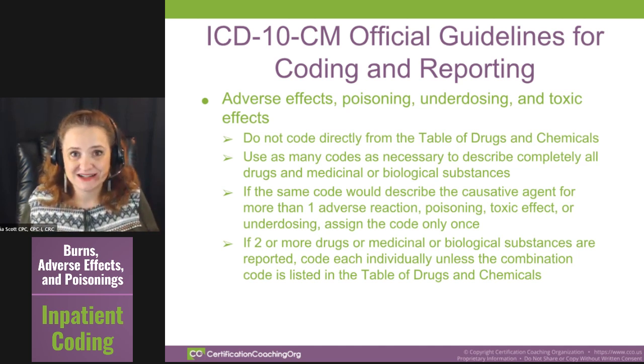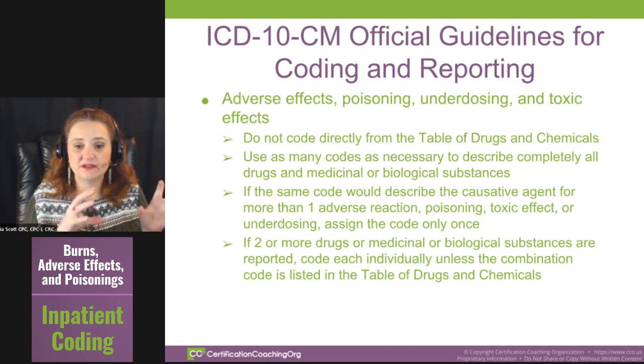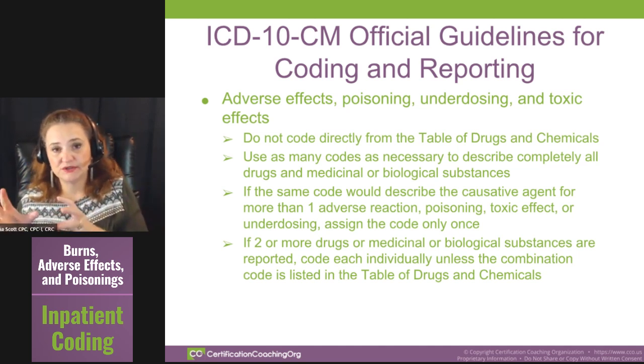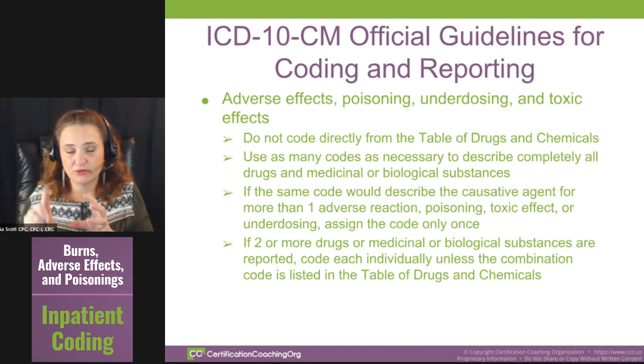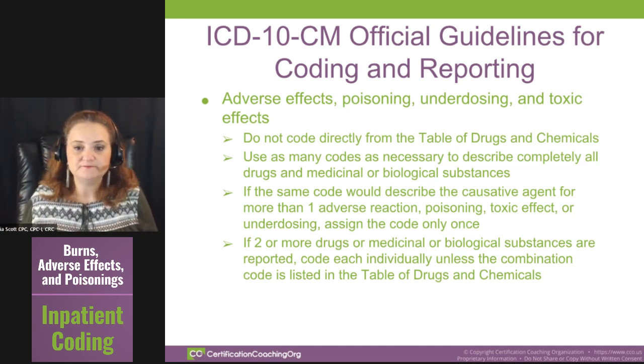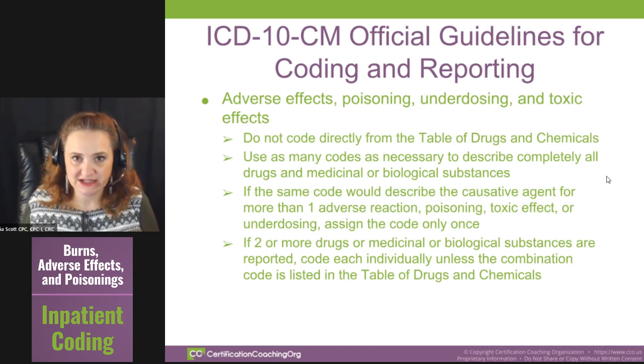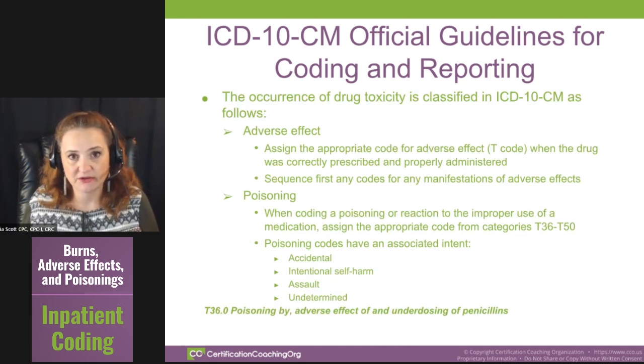You will not get this information from the index, the table of drugs and chemicals. All of that information and the guidelines, like code in addition, is all in the tabular. That's why you've got to go there. But you will see combo codes listed in the index, the table, and then you jump to the tabular to verify.